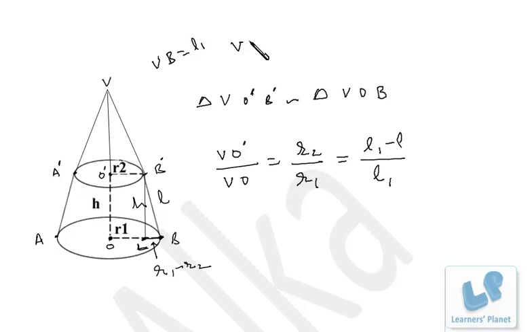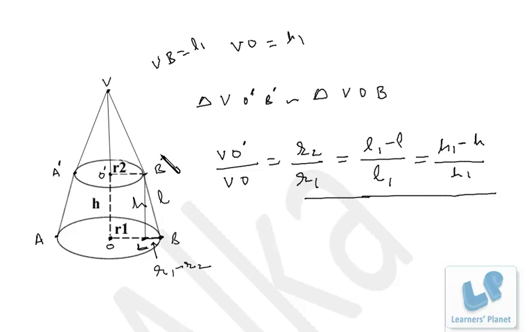Similarly, I assume VO, that is the total height of this cone, to be H1, right? So VO dash will be VO minus O dash O, right? So VO is H1 minus O dash O is H. So this is the relation that we have got.